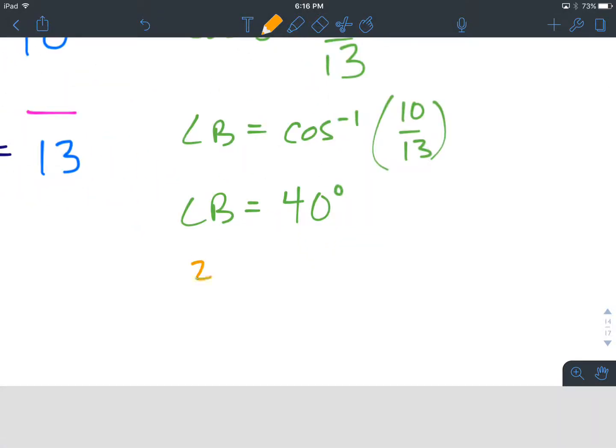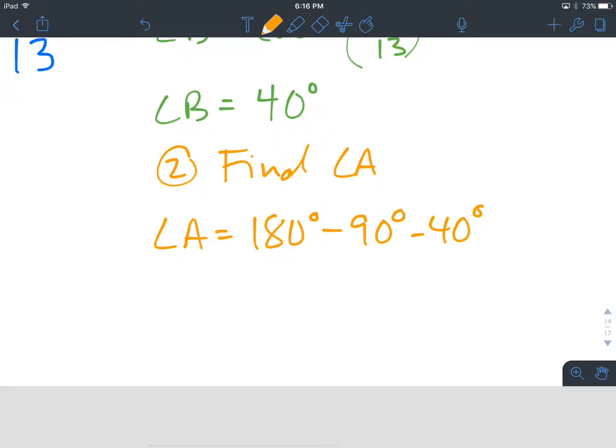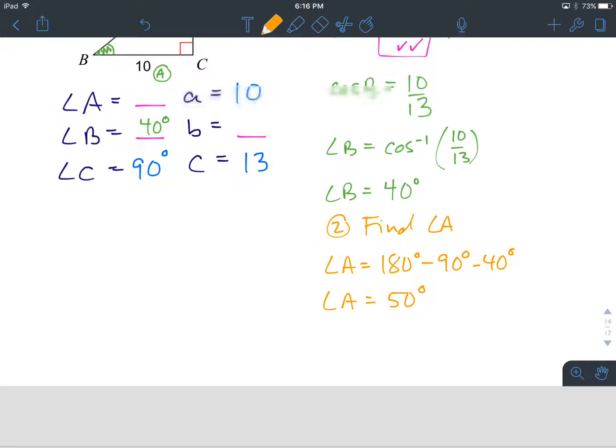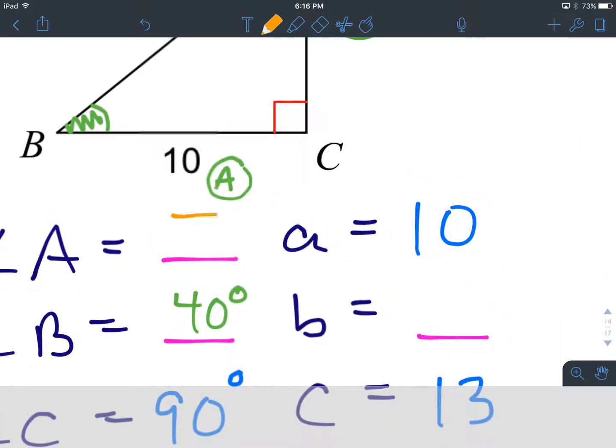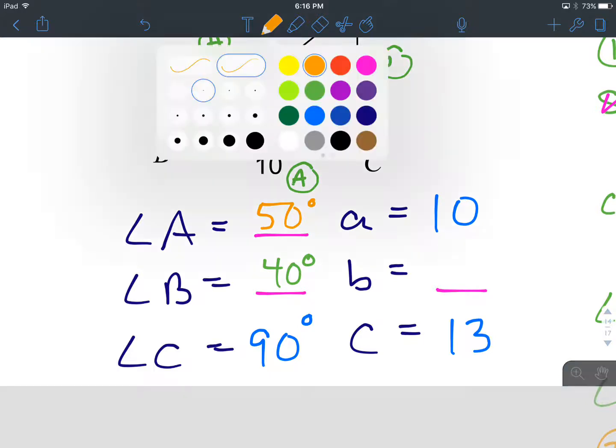Number two, find angle A. And angle A, of course, we can use the sum of interior angles to figure this out, which is 180 degrees minus 90 degrees minus 40 degrees. And that will give us angle A equal to 50 degrees, which we will also put in our table. Here's our 50 degrees. Last thing we want to do is go get side little b.